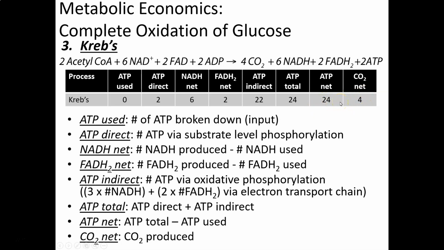Remember, each turn of the Krebs cycle gives me 2 CO2s. We take a 4-carbon oxaloacetate and a 2-carbon acetyl coenzyme A, and make a 6-carbon citric acid in the citric acid cycle, or Krebs cycle. It goes through the various steps and ends back in an oxaloacetate that has 4 carbons. So we lose 2 carbons each turn of the Krebs cycle, and those come off as CO2.